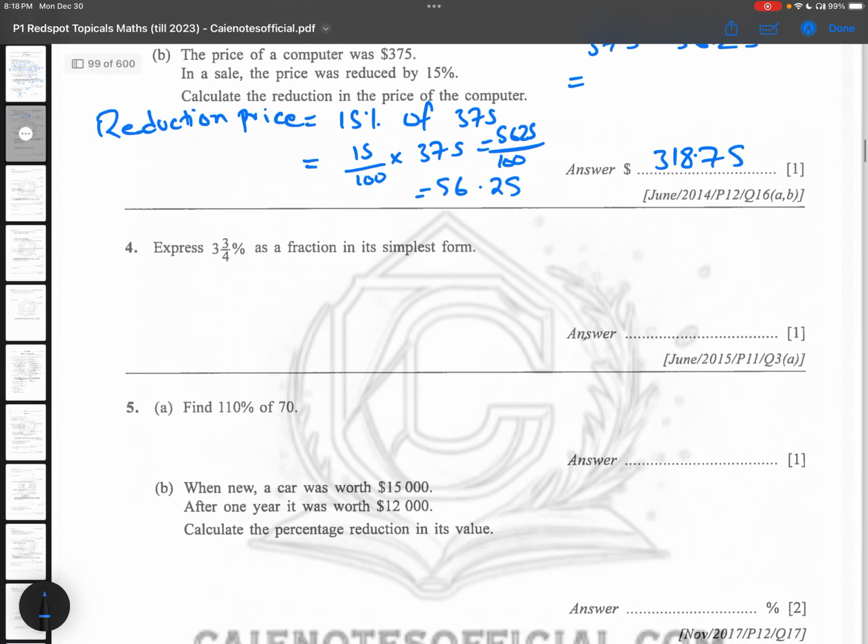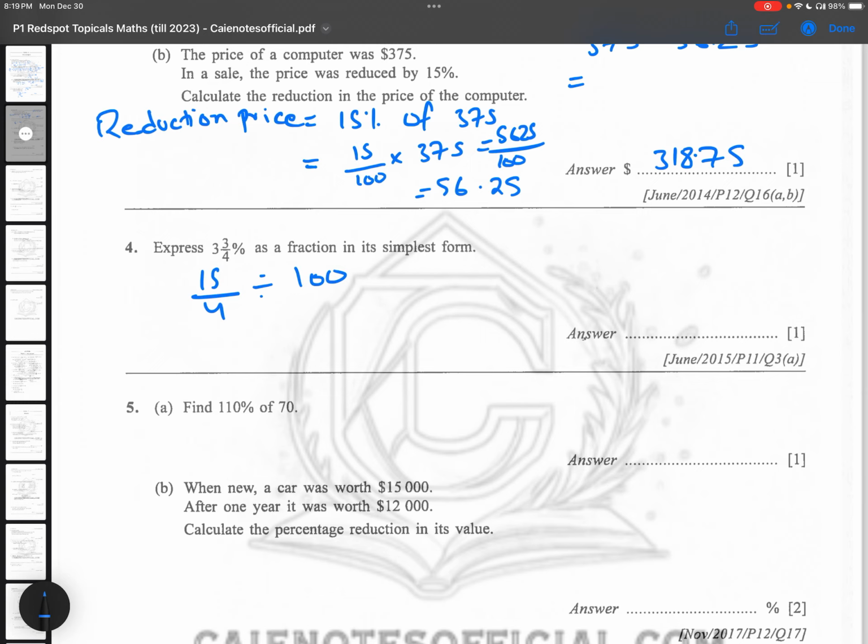Question number 4 says express 3 whole 3 upon 4 percentage as a fraction in its simplest form. Whenever you have to remove the percentage sign, we divide it by 100. So 3 whole 3 upon 4 means 15 upon 4 in improper fraction. 4 into 3 is 12 plus 3 is 15. And to remove the percentage sign, I will divide this by 100.